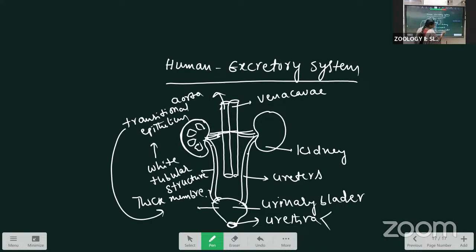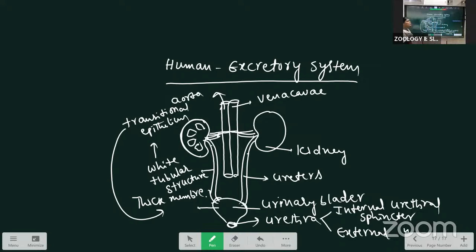It is controlled by two sphincters: the internal urethral sphincter and the external urethral sphincter. These two sphincters mainly maintain the regulation of the urine.